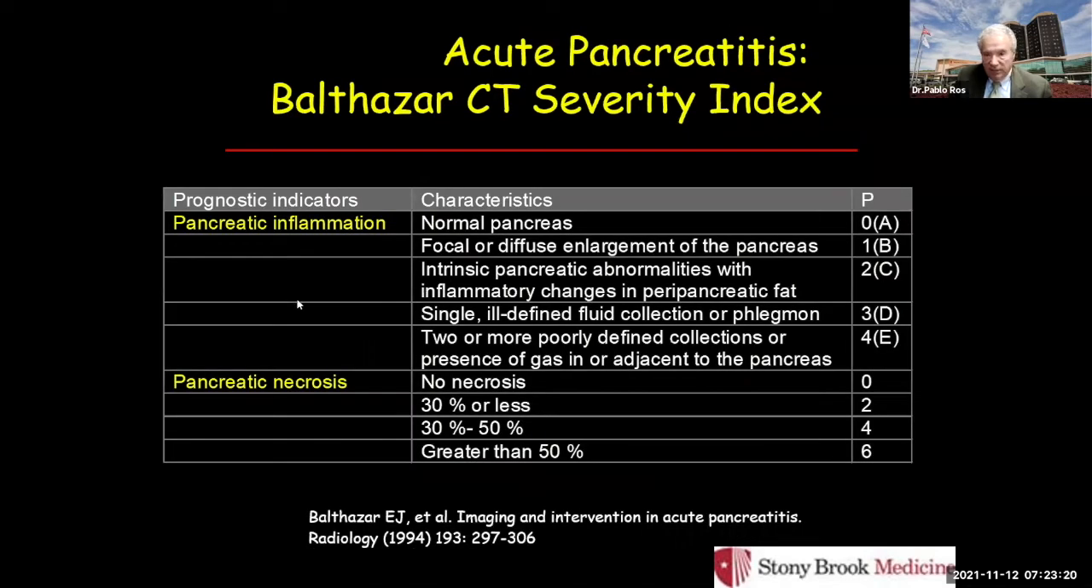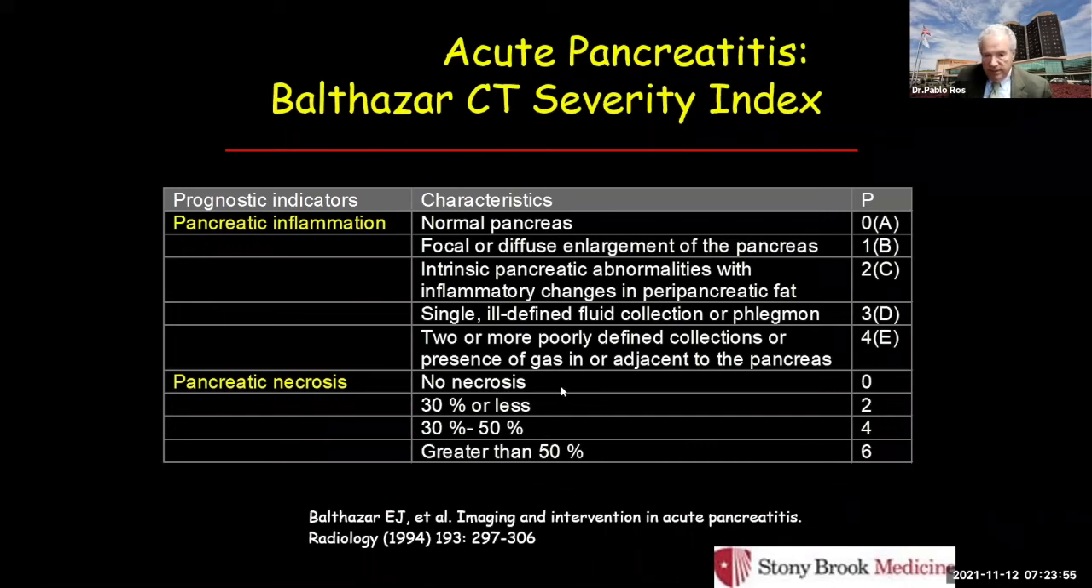So this is the Balthazar criteria. It's basically a point criteria that can get to 10 points, actually. There are 4 points that count for pancreatic inflammation, so how much inflammation is in the pancreas, from 0 to 4. Obviously, if you have 2 or more peripancreatic collections, or gas in or adjacent to the pancreas, it will be 4. And then the amount of necrosis, which is difficult to determine.